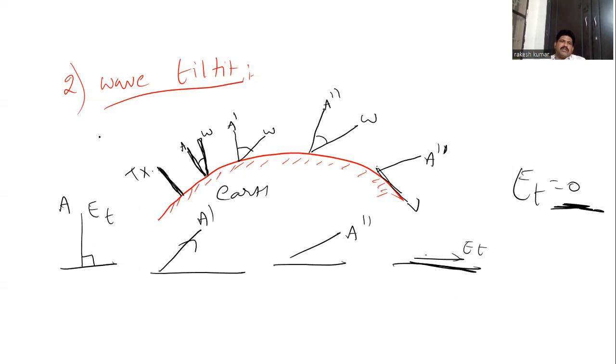So if the distance between the transmitting antenna and the receiving antenna is very, very high, what happens? The wave gets tilting, and finally the electrical field component becomes 0. Initially it is perpendicular to the earth surface. Slowly, as the wave grazes, if the distance between transmitting and receiving antenna increases, the wave slowly tilts until the electrical field component and the earth surface are parallel. So the E tangential component is equal to 0.